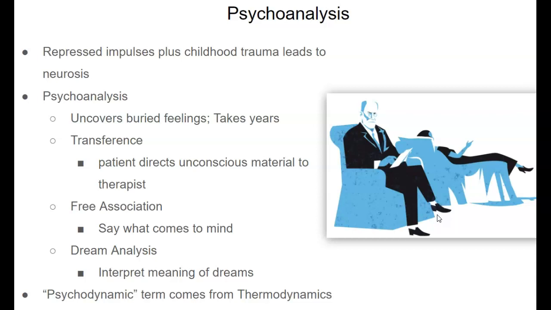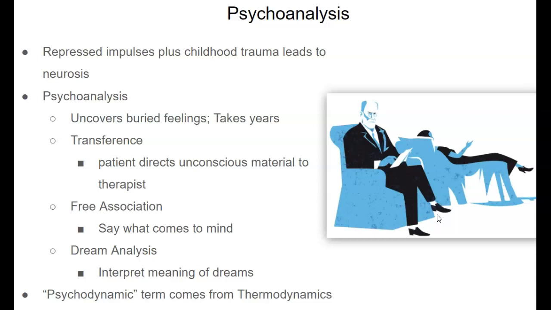An important part of this process is what is called transference. During transference, the patient is directing the unconscious material to the therapist. So they're basically relating to the therapist in the way that they would be relating to the person that is the object of a lot of their neurosis or the situations that have to do with that.